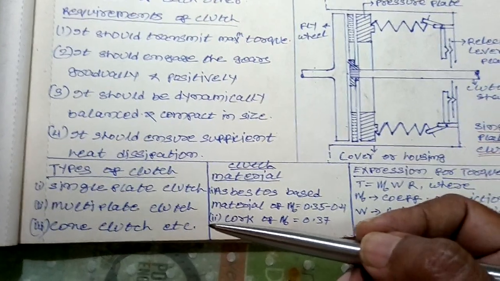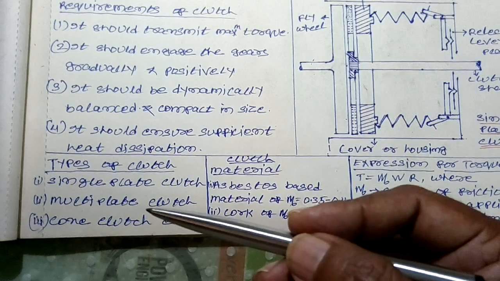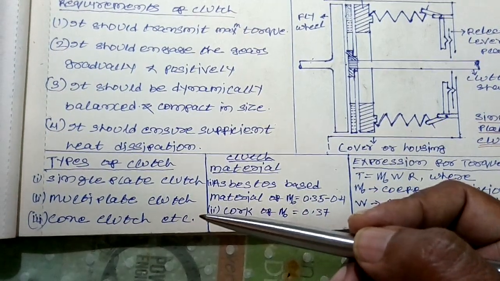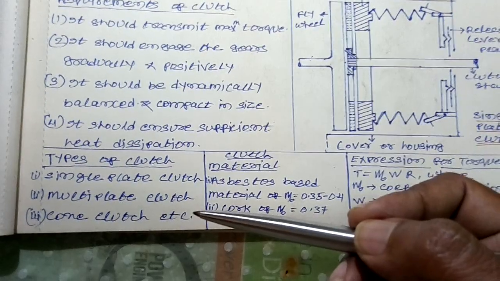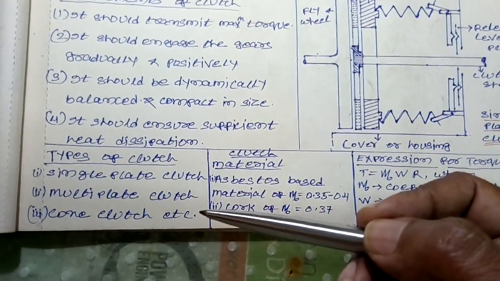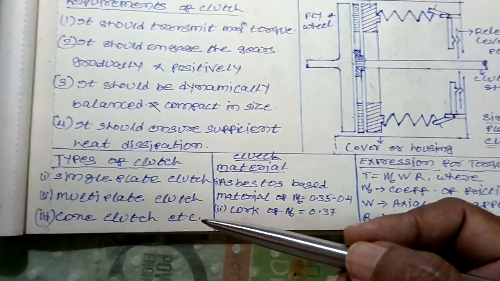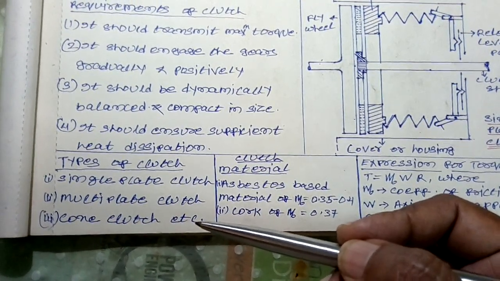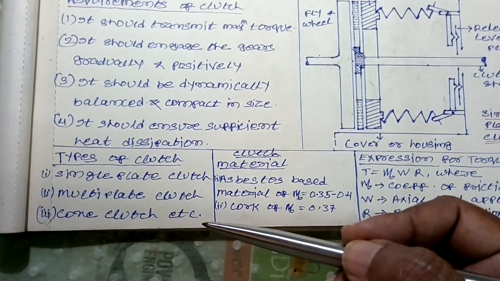That is, in the case of motorcycles, this multi plate clutch is used. That is, the number of clutch plates is more than 1. And lastly, the cone clutch. Here, cone clutch means the power is transmitted when the male cone and female cone remain in meshing condition with each other.